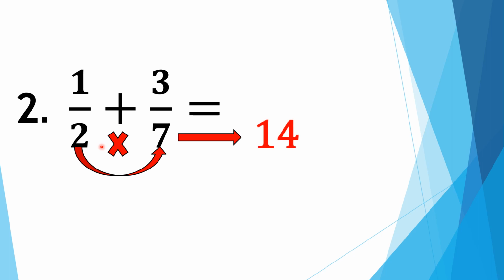Number 2, 1/2 plus 3 over 7 is equal to. Step 1, multiply the denominators. 2 times 7 is equal to 14. Step 2, cross multiply. Multiply the numerator of the first fraction by the denominator of the second fraction. 1 times 7 is equal to 7.